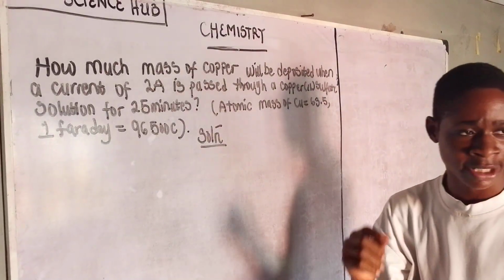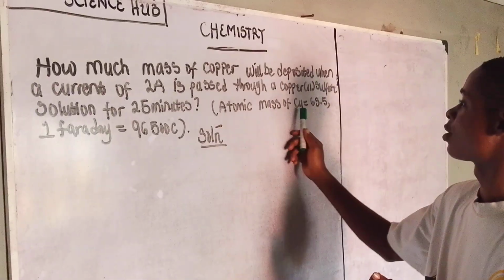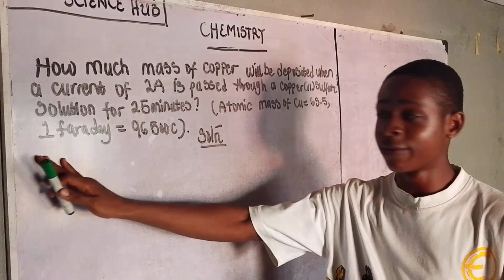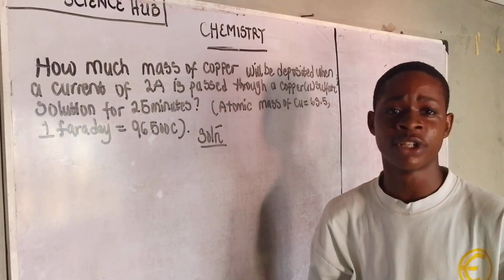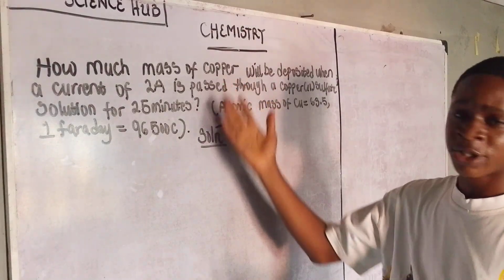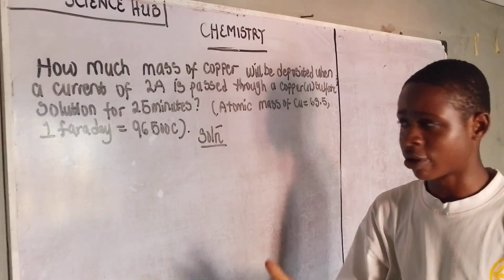So they've given us some constants. We have an atomic mass of 63.5 for copper, and also it has been given that 1 Faraday is 96,500 coulomb. So let's try to tackle this particular question. Having the parameters already, I don't need to bring them down again. Let's just try to answer.